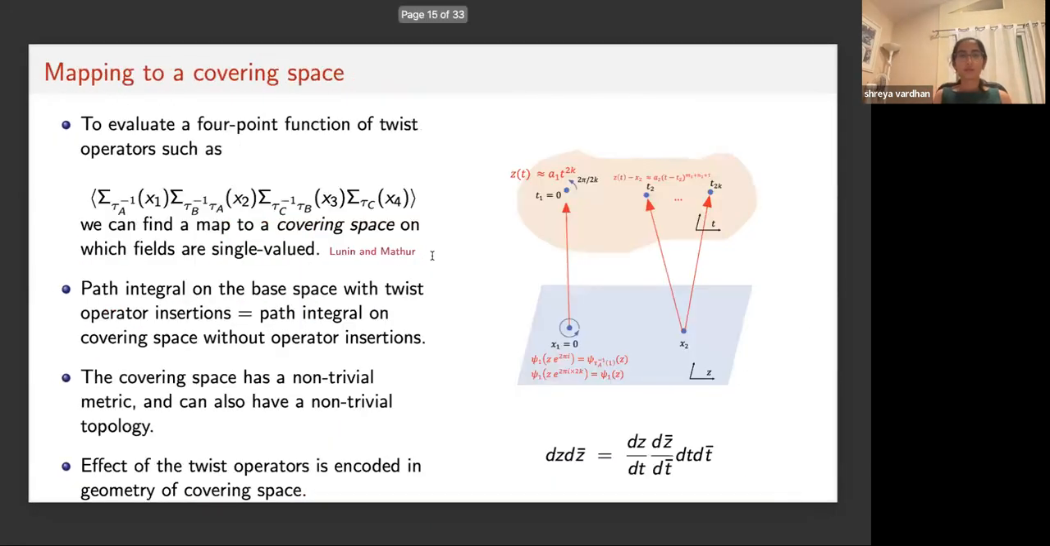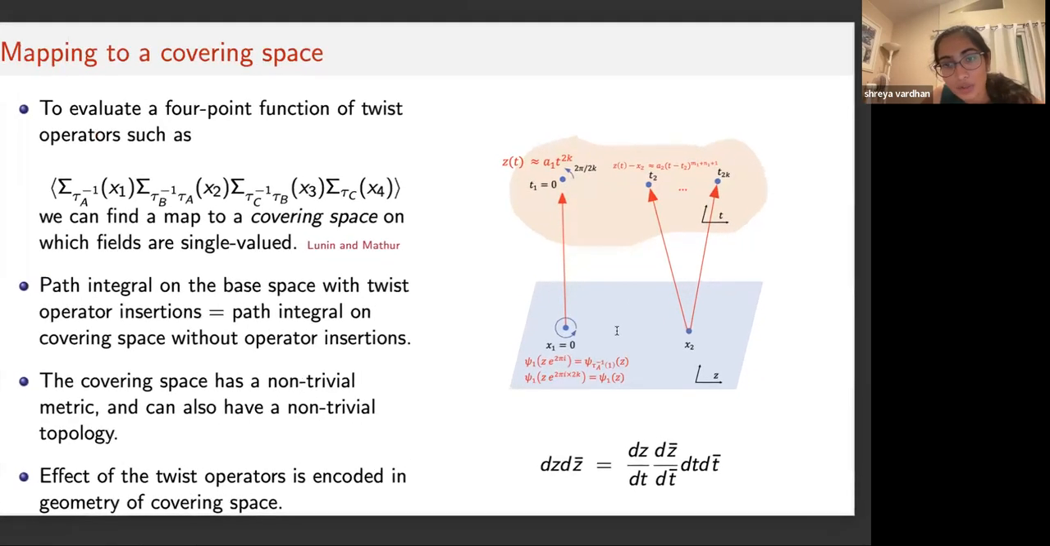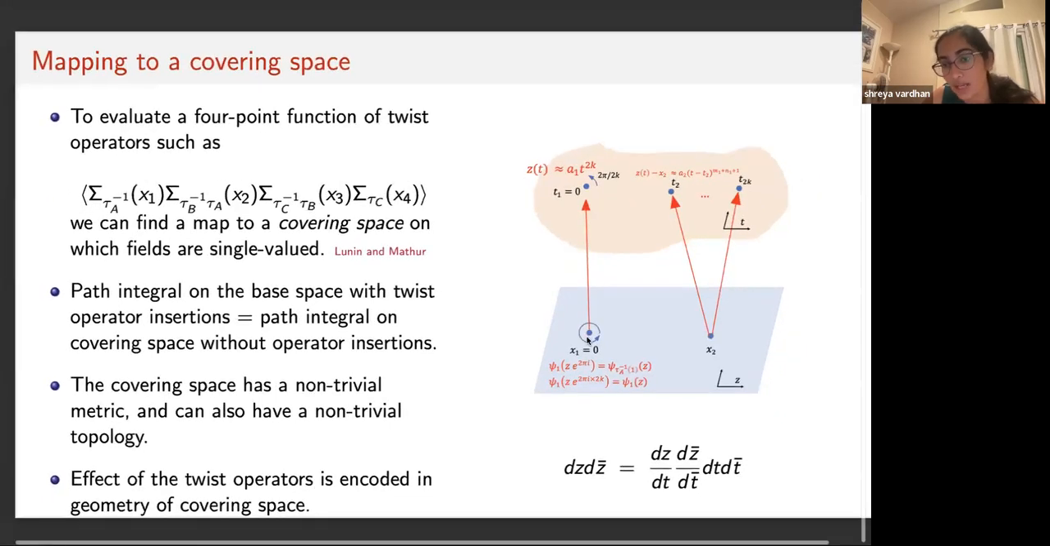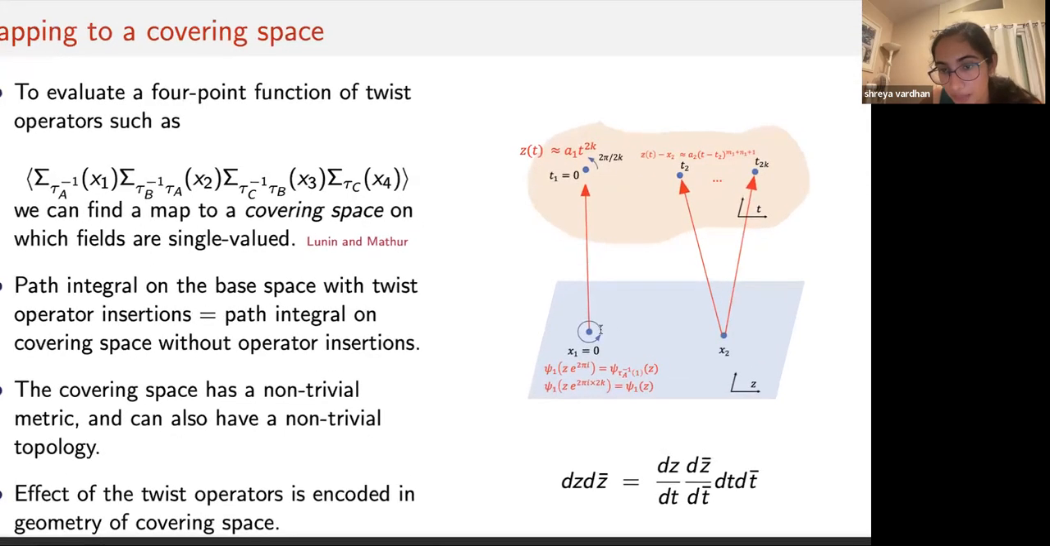Okay, good. In order to actually evaluate this kind of 4-point function of twist operators, or any n-point function of twist operators, we started with these twist operators on some base space. Because of the twist operators, the fields were no longer single valued. For instance, at the point x1 we inserted a permutation tau A, which had a cycle with 2k elements. That means that if you go around the point x1 once, you don't come back to the original field. To come back to the original field, you have to go around 2k times.